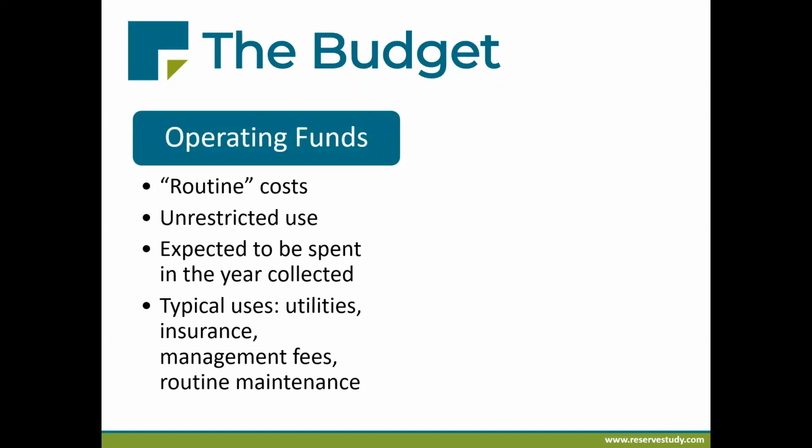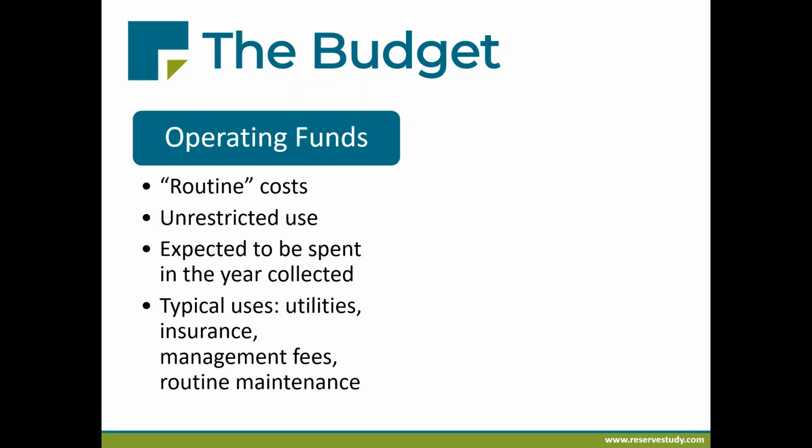Okay, so basically your budget can be categorized into 2 main sections, what we call the operating fund and then the reserve fund. First up, we'll talk about the operating fund. That money is essentially there for the routine costs of running the business of the association. These are going to be the daily, weekly, monthly expenses for things like utilities and insurance and payroll, preventive maintenance, so on and so forth.